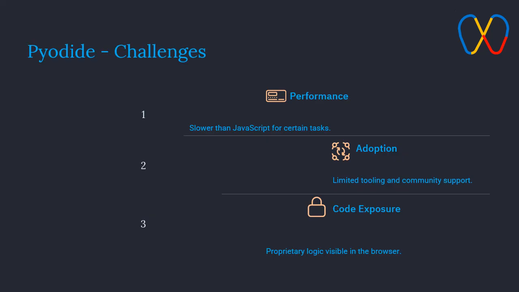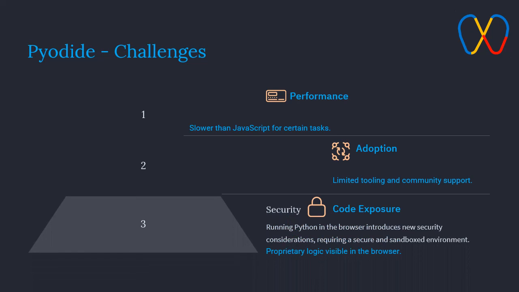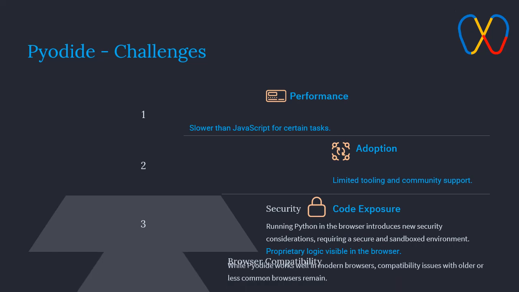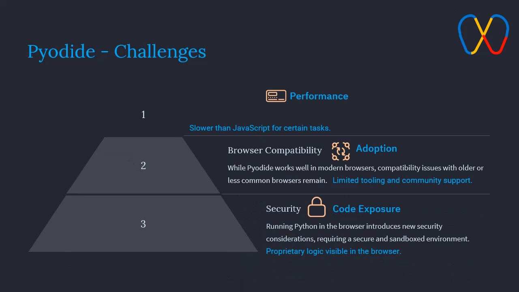Pyodide challenges. Security. Running Python in the browser introduces new security considerations, requiring a secure and sandboxed environment. When it comes to code exposure, proprietary logic and algorithms are visible in the browser. Browser compatibility. While Pyodide works well in modern browsers, compatibility issues with older or less common browsers remain.